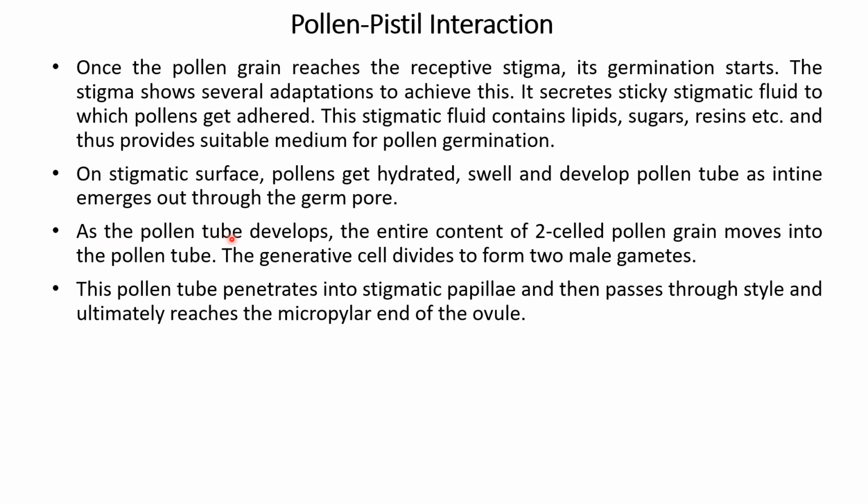As the pollen tube develops, the entire content of the two-celled pollen grain moves into the pollen tube. The generative cell divides to form two male gametes. This pollen tube penetrates into stigmatic papillae and then passes through the style and ultimately reaches the micropylar end of the ovule.